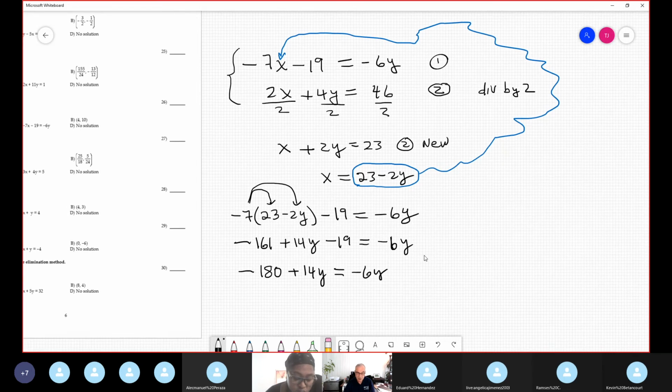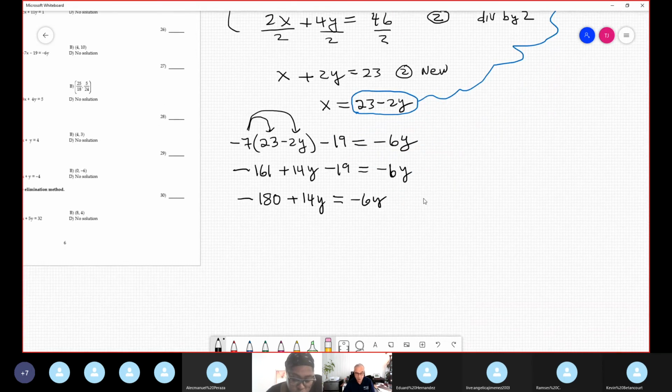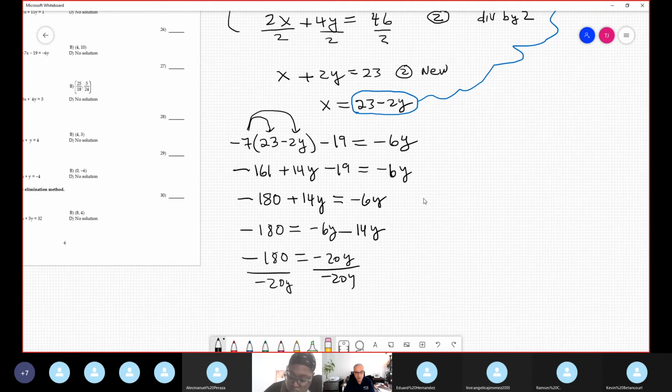There are many ways to do that. I propose you, for example, move 14y to the right. So negative 180 is equal to minus 6y minus 14y. We combine like terms one more time. This is minus 20y, divided by negative 20 on both sides. So y alone is equal to the division, which is positive 9. Okay, positive 9.